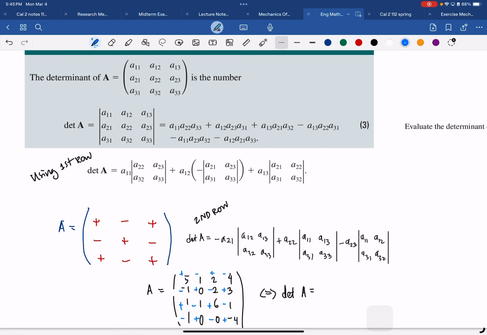So I think if we use the fourth one, then we are going to have negative 1, okay?